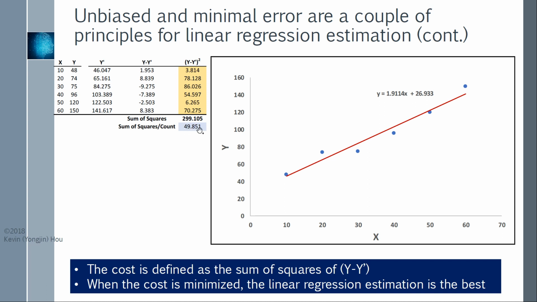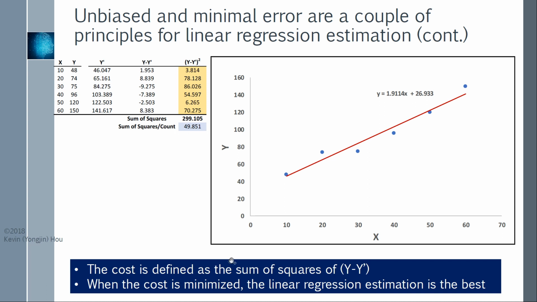So the criterion of the best prediction is the one which can produce the minimum sum of squares of errors, or equivalently, the sum of squares of errors divided by count, because the count is fixed. Those two are equivalent. You can minimize either one, which will give you the equivalent outcome.